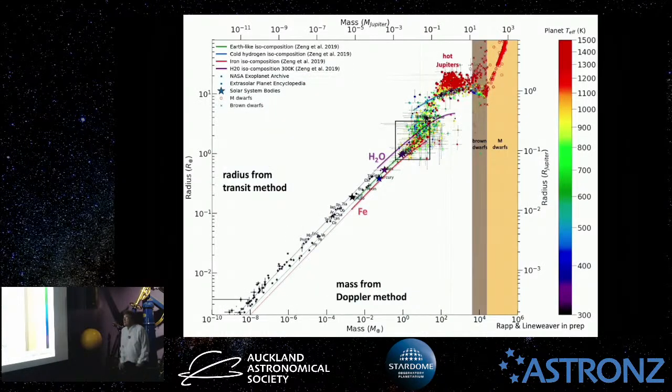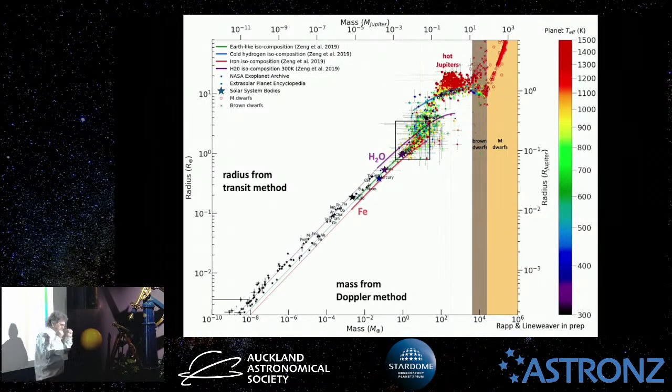And I want to show you, this is a new plot that we just made like last week. We have lots and lots of planets here. This is the newest data. We have the mass of the planet we get from the Doppler method, that's the radial velocity one, and the transit technique gives us the radius.